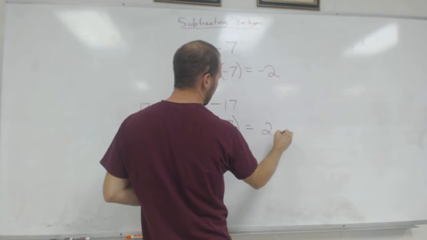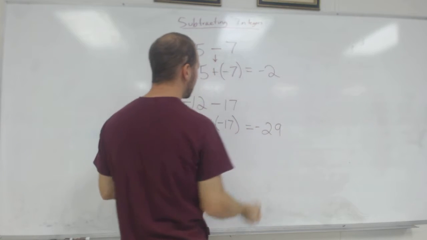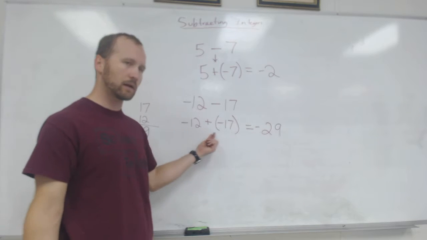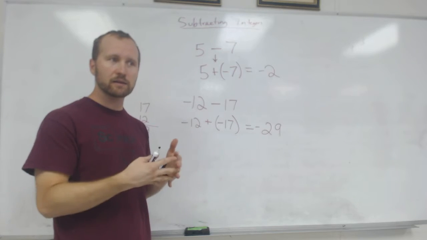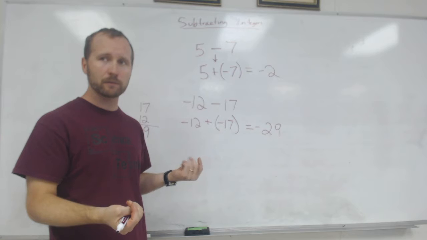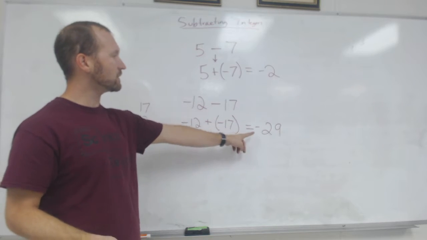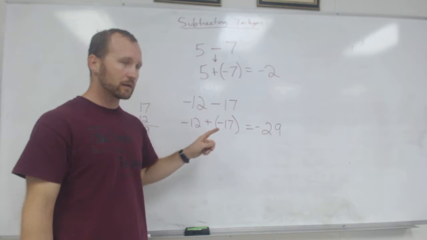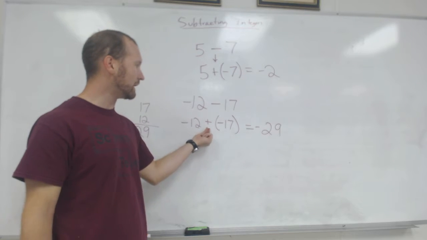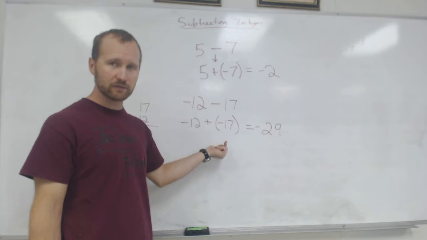But it's not 29. It's negative 29, because they're both negative. So they work together to make a larger negative number. Right? So negative 12 minus 17 is negative 29. It's the same thing as negative 12 plus negative 17.